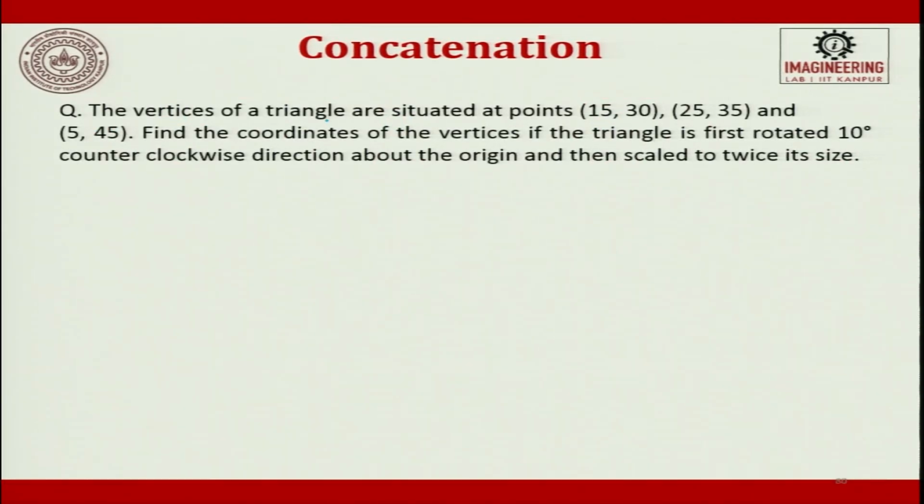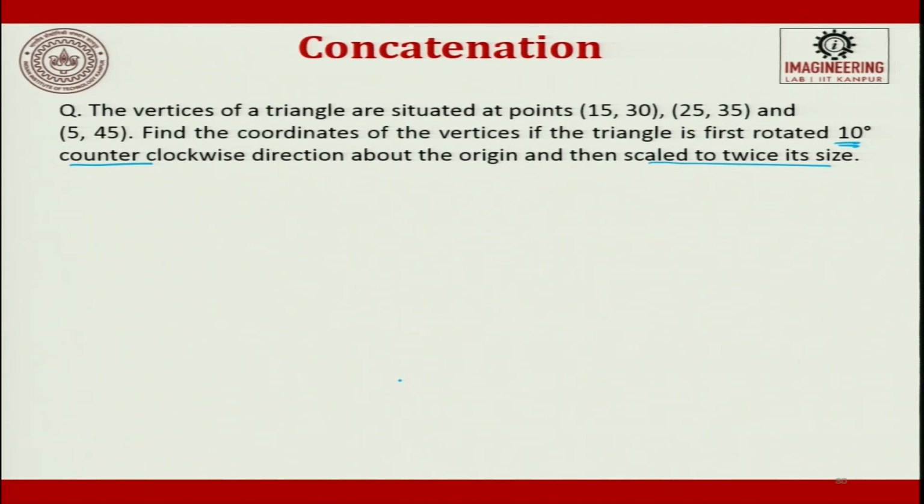The vertices of a triangle are situated at points 15, 30, 25, 35 and 5, 45. Find the coordinates of the vertices if the triangle is first rotated 10 degrees in counterclockwise direction. You should see this counterclockwise direction. If I have not given it in the examination, you have to assume it as counterclockwise only. About the origin and then scale it twice.